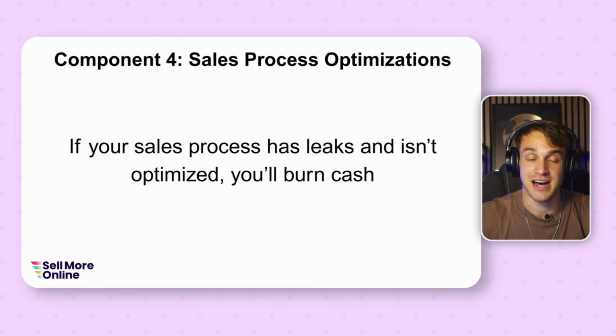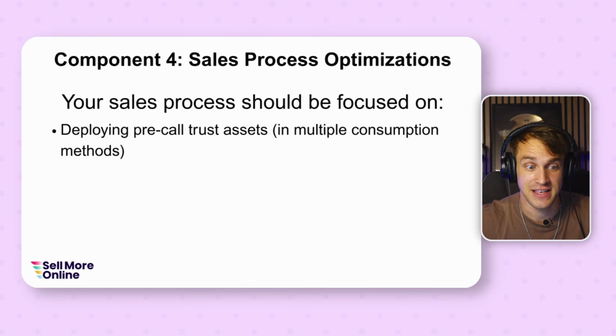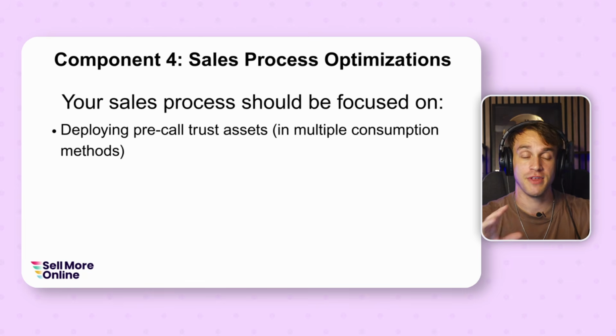So guess what we're gonna do here? If your sales process has leaks in it and it's not optimized, you're going to burn cash. Your sales process should be focused on these things. It should be focused on deploying pre-call trust assets with multiple different consumption methods.